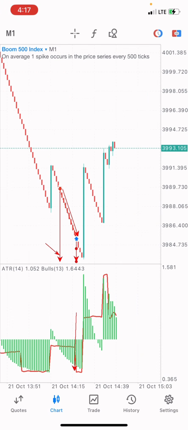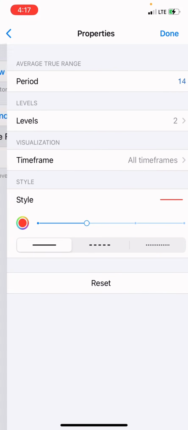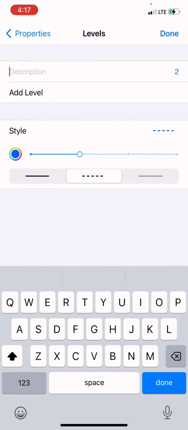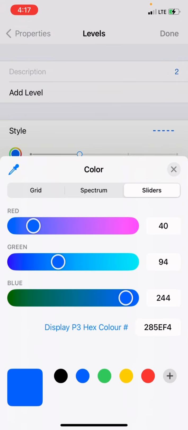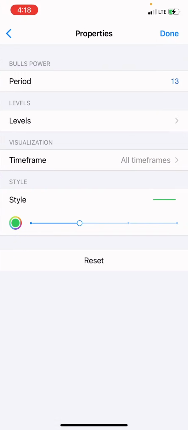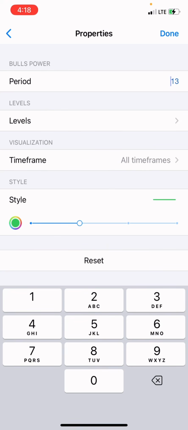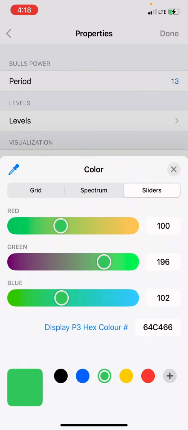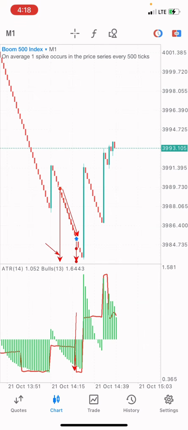So guys, these are the settings for the indicators. For the average true range: period 14, levels on 2, then the style on 2 pixel, and the color is blue. Then I also use red color for the style while it's on 2 pixel. Then for the bull's power: period 13, applied to all time frames, no levels, then the style on 2 pixel, which is this one, then the color on green, then click on done after that.